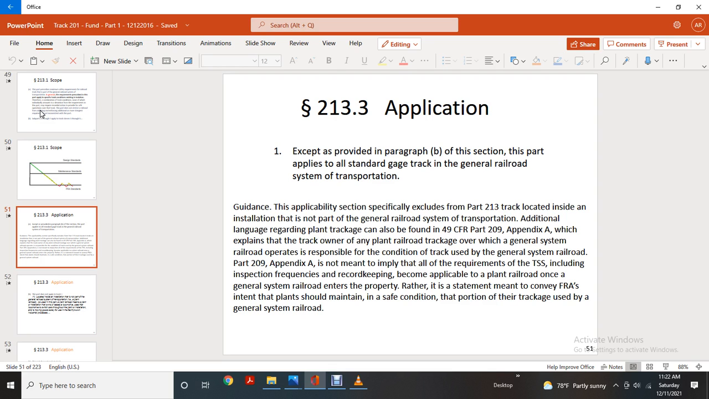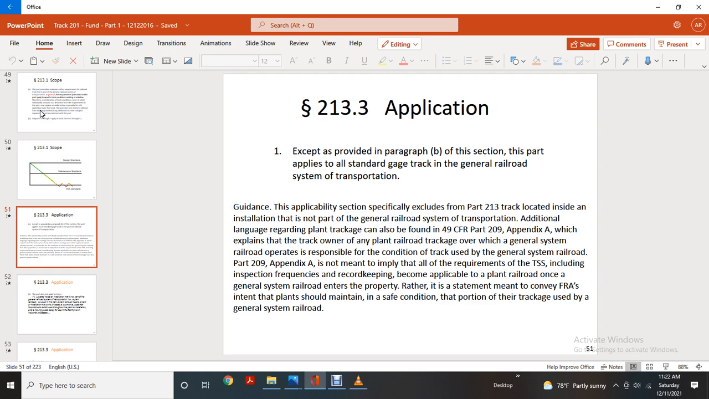Additional language regarding plant trackage can also be found in Title 49 CFR Part 209, Appendix A, which explains that the track owner of plant railroad track over which the general system railroad operates is responsible for the condition of the track with the general system railroad.